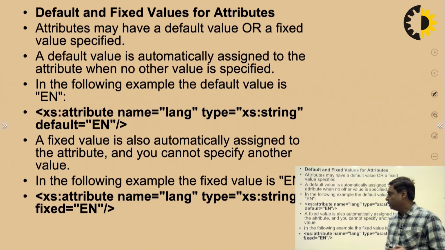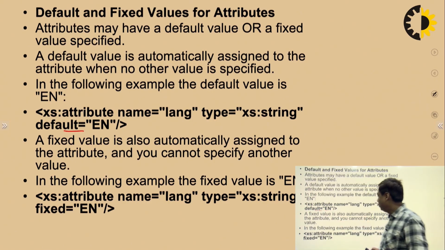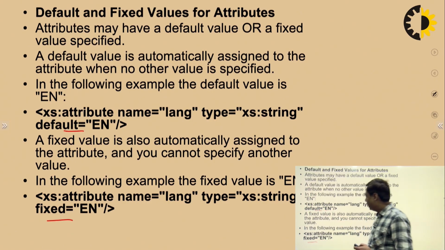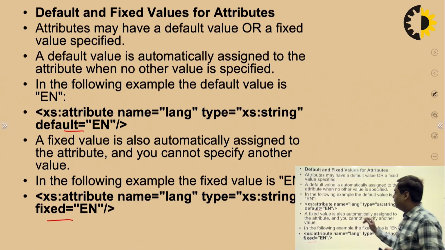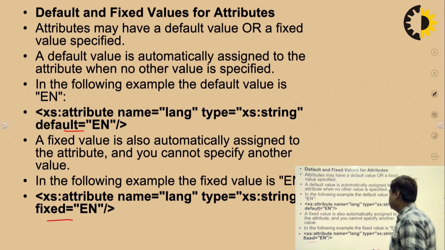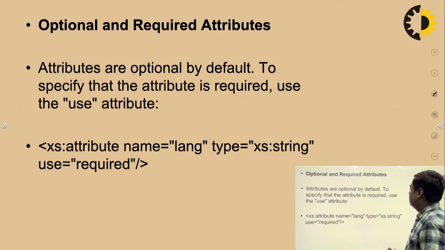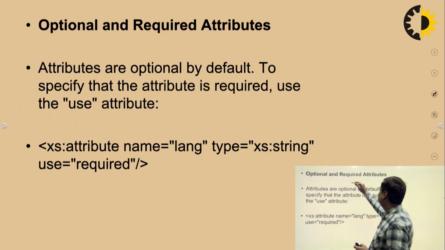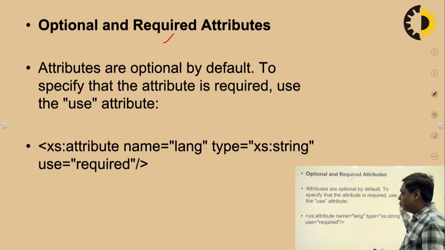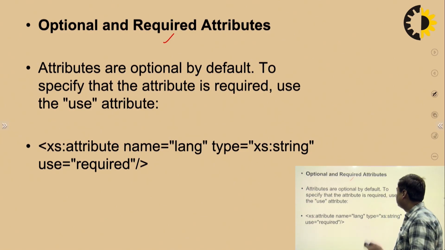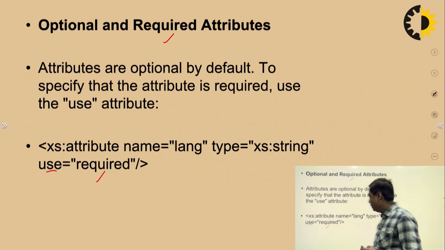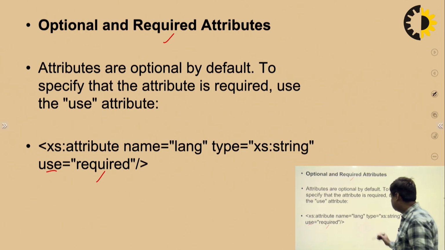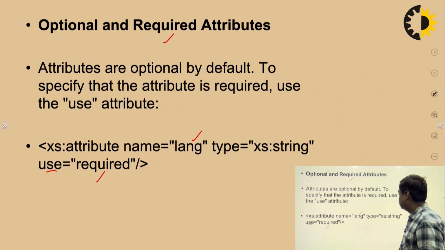Similarly, as in the element, you can define a default value for the attribute and you can fix the value for the attribute. If the value is fixed, it cannot be changed, and if you have not given any value, then the default value will be considered. Sometimes we need to give a required attribute. By default, attributes are optional. Now, if you want to make the attribute mandatory, then use the use attribute and set it to required. In that case, the attribute becomes mandatory. It means you must give some value for this attribute, language, that is lang.